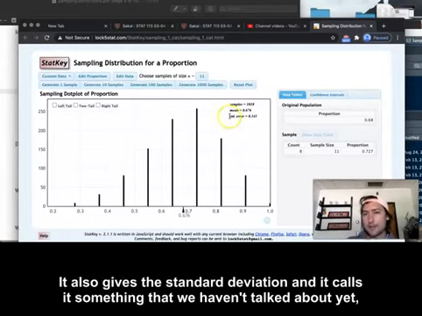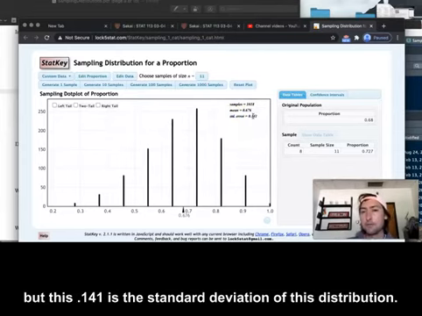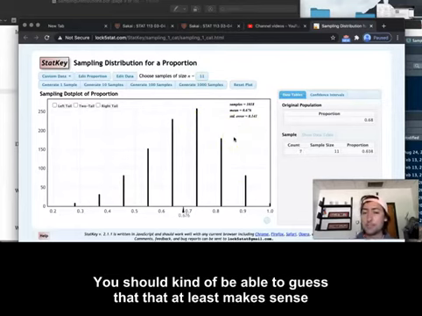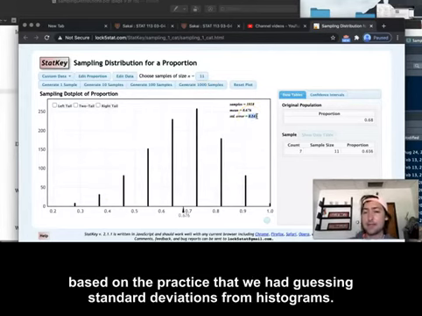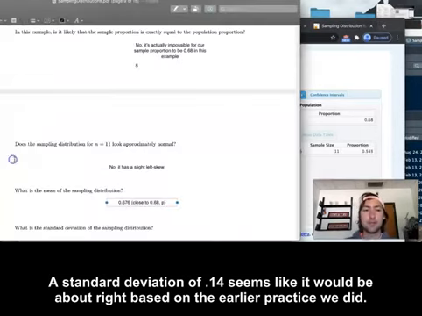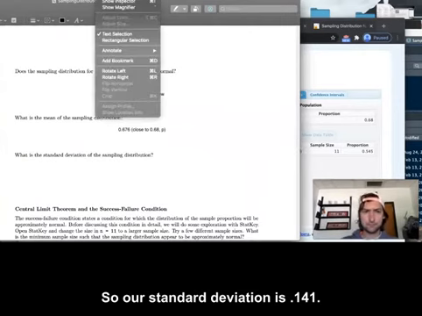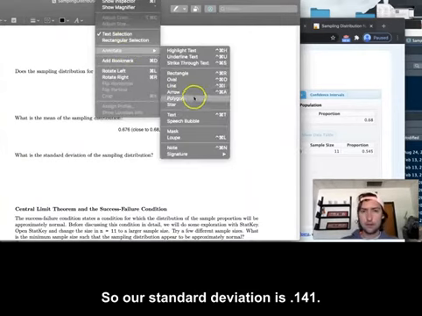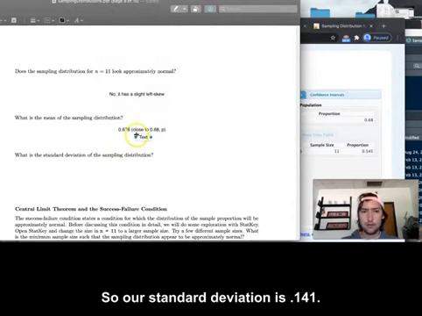It also gives the standard deviation, and it calls it something that we haven't talked about yet, but this 0.141 is the standard deviation of this distribution. You should be able to guess that this makes sense based on the practice that we had guessing standard deviations from histograms. A standard deviation of 0.14 seems like it would be about right based on the earlier practice we did. So our standard deviation is 0.141.